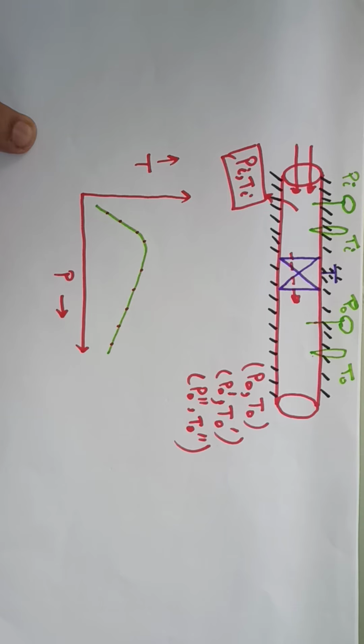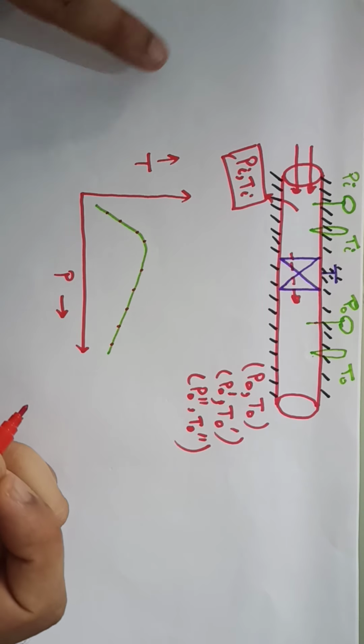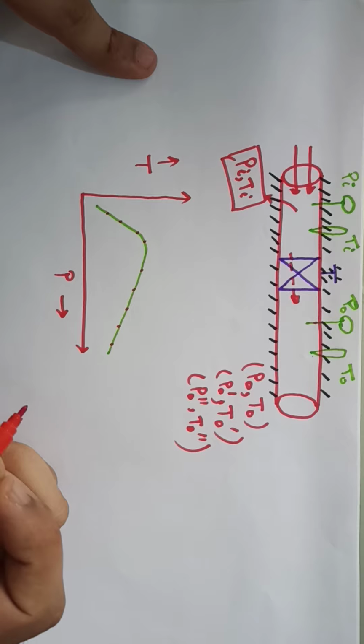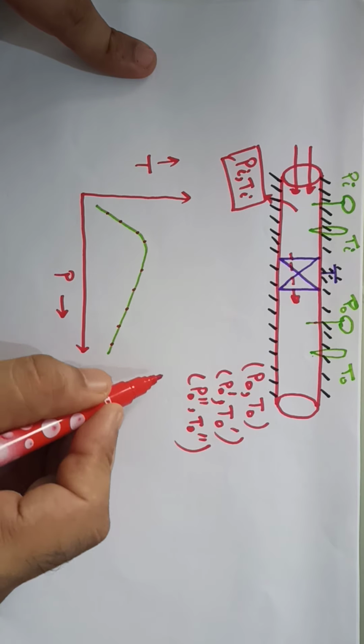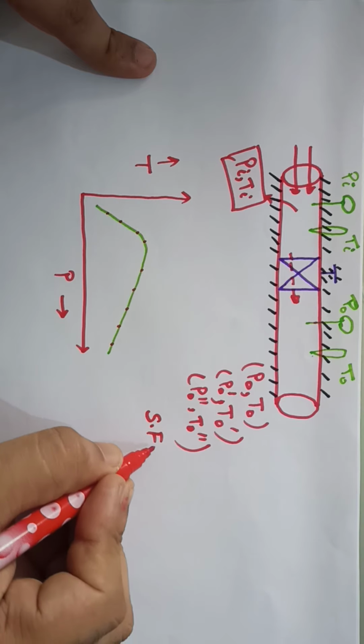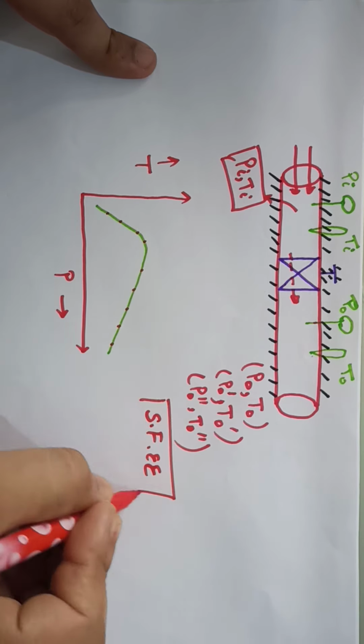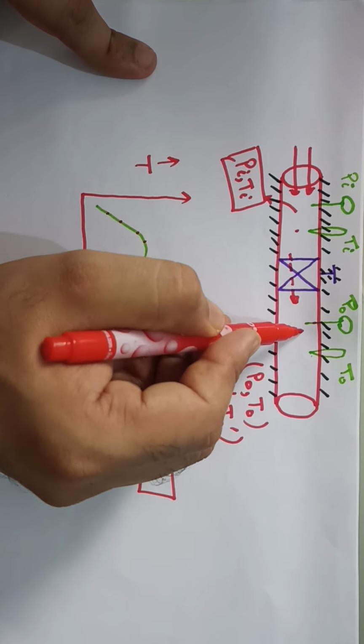So how to get that? Let's get into the deeper side of this concept. This curve is an isenthalpic curve. Why am I saying this is an isenthalpic curve? Let's apply the steady flow energy equation to the inlet and outlet conditions.